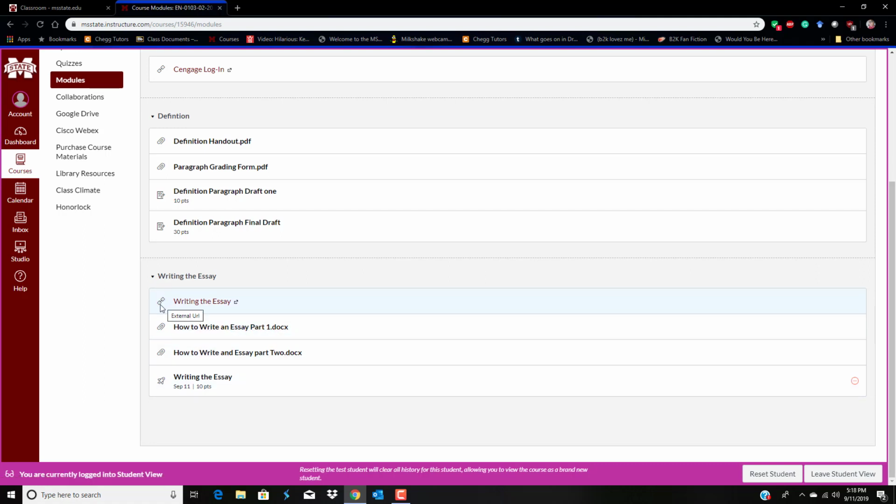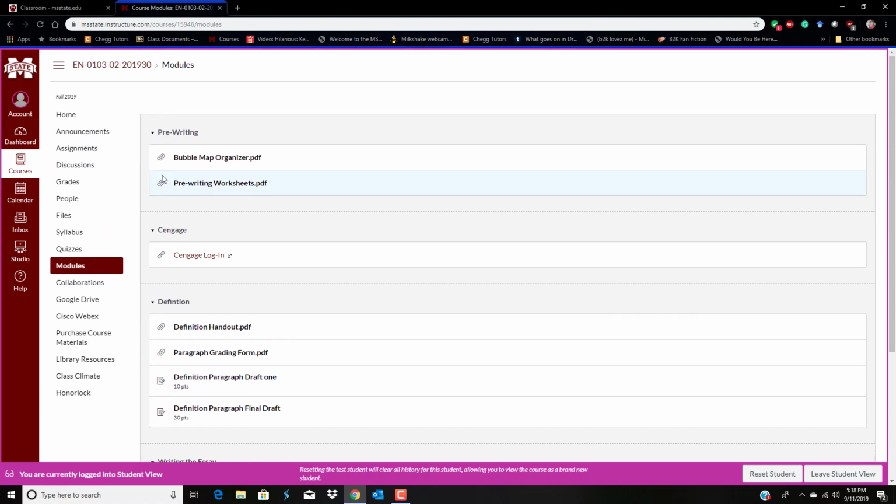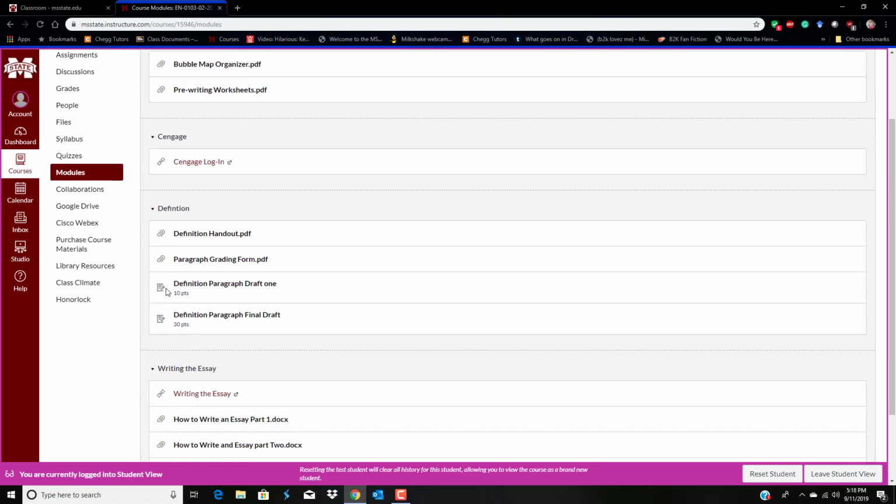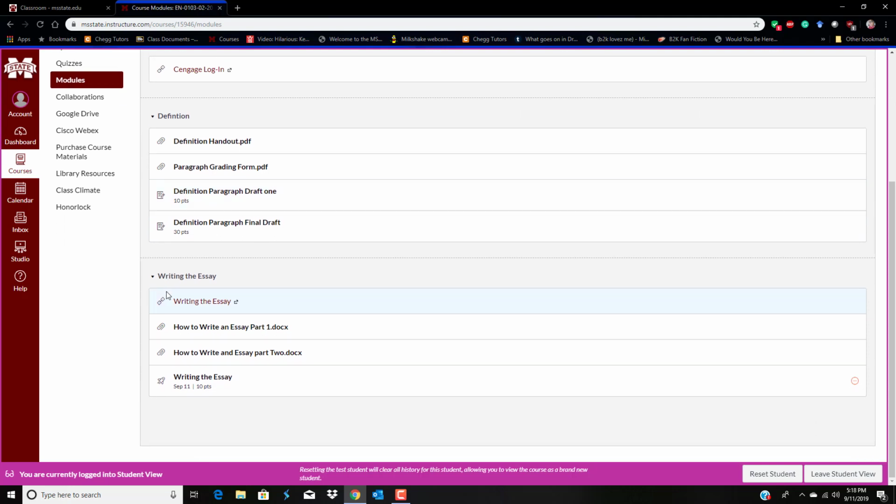So if you see this little chain, that means it's a URL. The paperclip means it's a file. This little rocket means it's a quiz. And these little paper and pen means that it's an assignment to turn in. So all of these little icons on the side have a specific meaning. And you're going to want to learn those and pay attention to those. Because these, the paper and pencil and the rocket, means you definitely need to turn something in there.